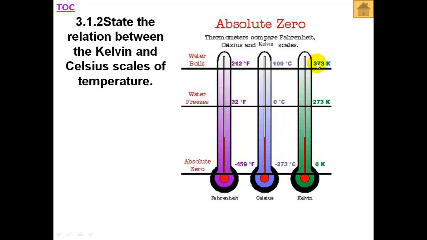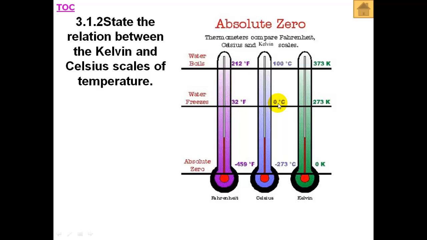The absolute, or the Kelvin scale, starts at 0. Water freezes at 273 and boils at 373. The centigrade scale, it starts at negative 273. Water freezes at 0 degrees centigrade and boils at 100 degrees centigrade. We don't need to worry about Fahrenheit.